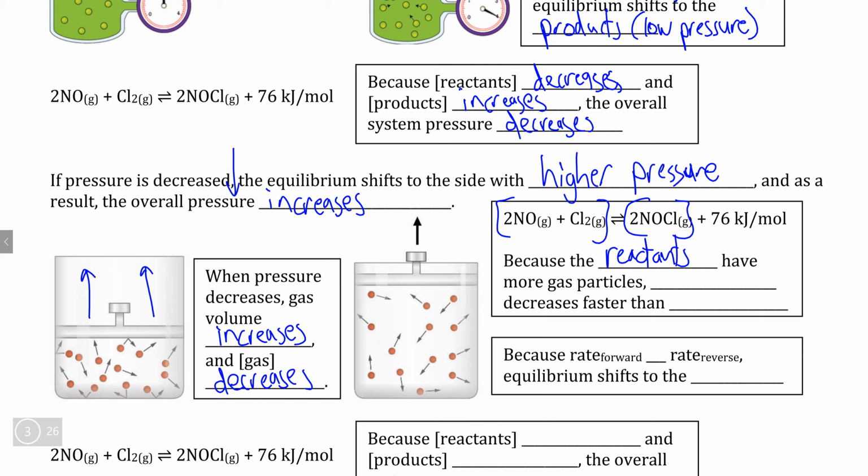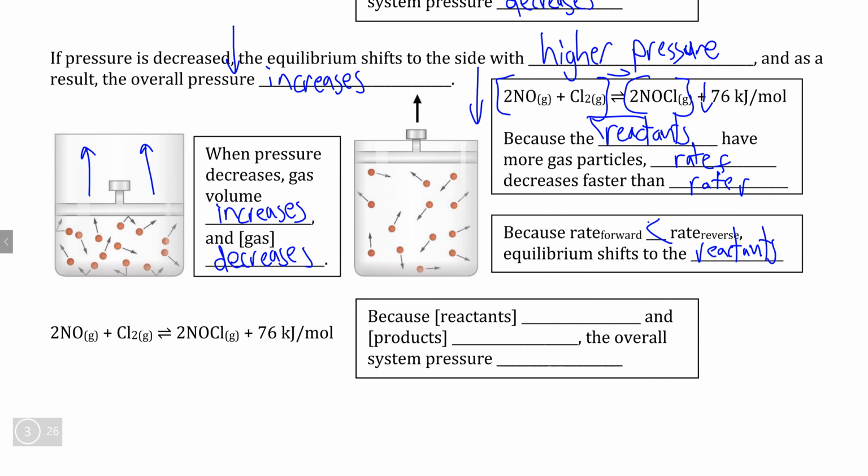So because the reactants have a greater number of particles here, we would expect a concentration decrease to have a bigger effect on this side than on the product side, and therefore we would expect the forward rate to decrease faster than the reverse rate. We have a situation where our reverse rate is greater than the forward rate, causing our equilibrium to shift back to the reactants.